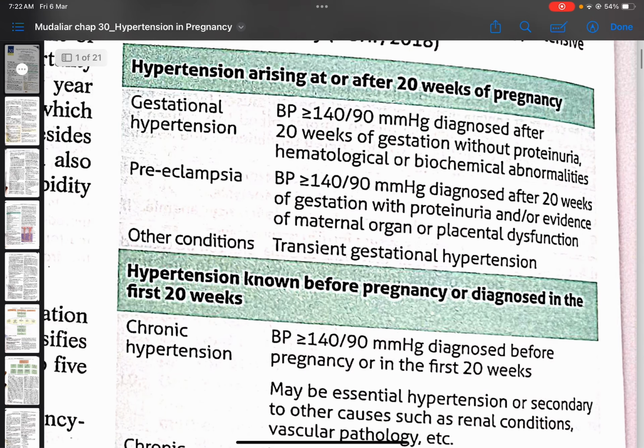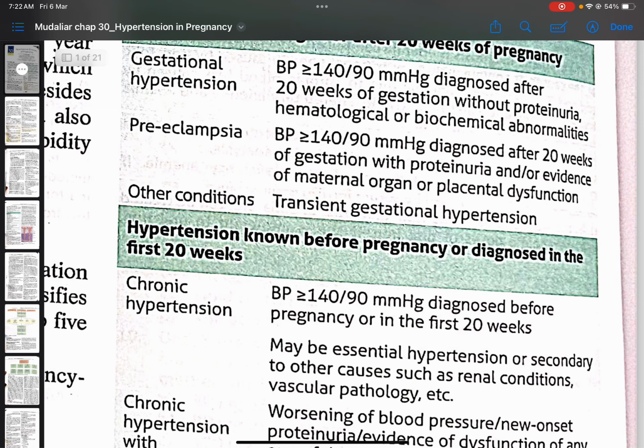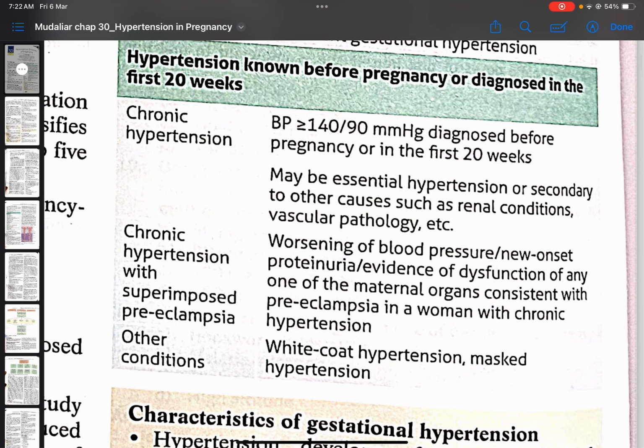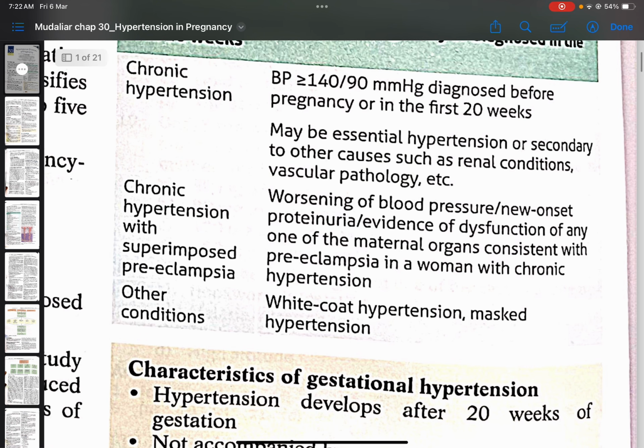Other conditions: transient gestational hypertension. Hypertension known before pregnancy or diagnosed in the first 20 weeks. Chronic hypertension, BP more than or equal to 140 by 90 mmHg, diagnosed before pregnancy or in the first 20 weeks. May be essential hypertension or secondary to other causes such as renal conditions, vascular pathology, etc. Chronic hypertension with superimposed preeclampsia: worsening of blood pressure or new onset proteinuria, evidence of dysfunction of any one of the maternal organs consistent with preeclampsia in a woman with chronic hypertension. Other conditions: white coat hypertension, masked hypertension.